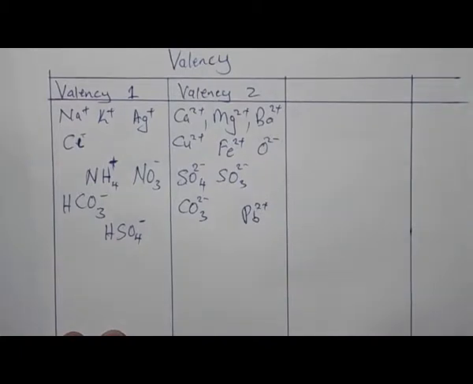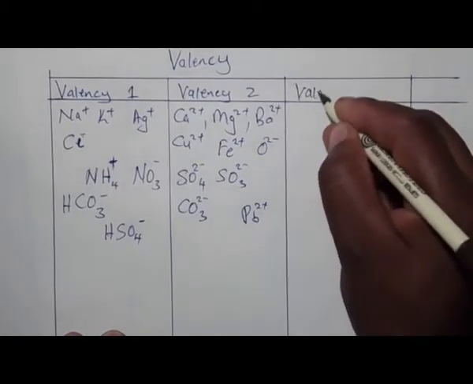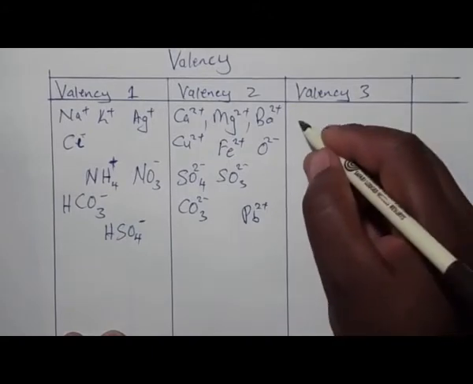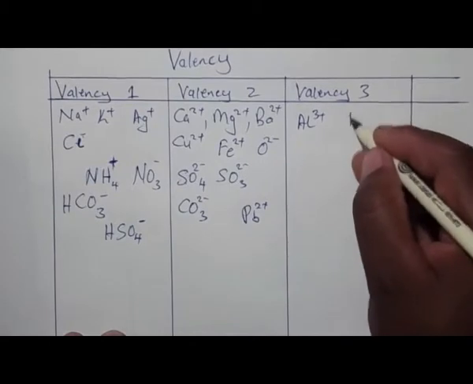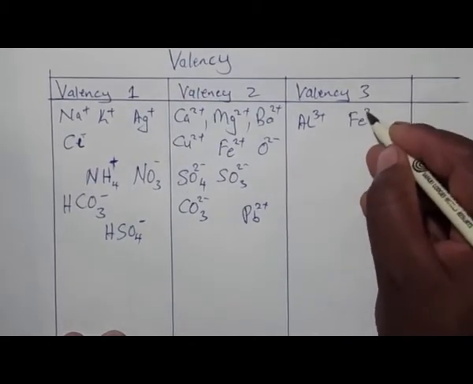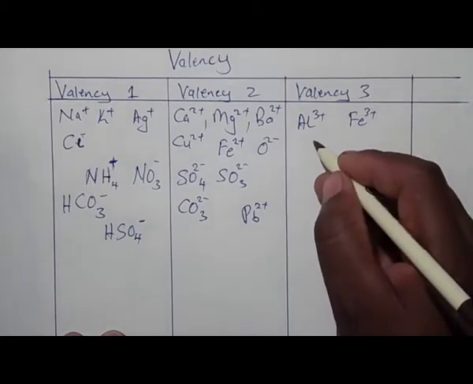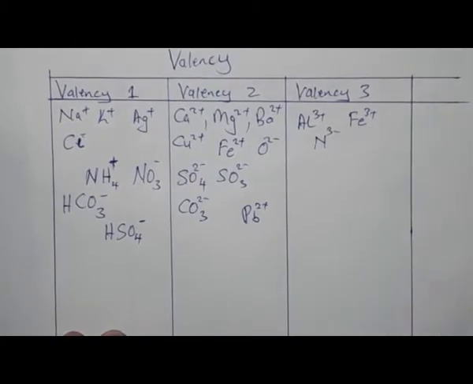Valence 3, we can look at a few. Valence 3, we have aluminium 3, we have iron 3, we also have nitrogen with 3, and we can just give those as the examples.